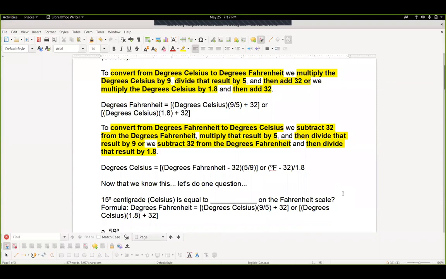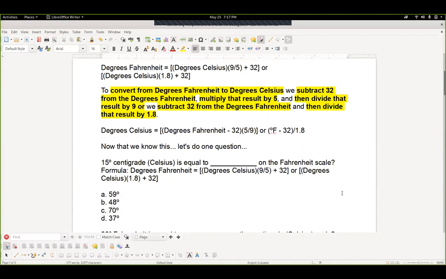To convert from degrees Fahrenheit to degrees Celsius, we subtract 32 from the degrees Fahrenheit, multiply that result by 5, and then divide that result by 9. Or we subtract 32 from degrees Fahrenheit and then divide that result by 1.8. So degrees Celsius is equal to the degrees Fahrenheit minus 32 times 5/9, or degrees Fahrenheit minus 32 divided by 1.8. Now that we know this, let's do one question.